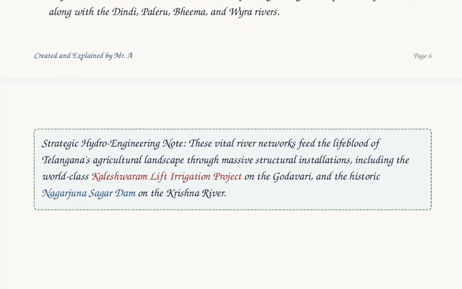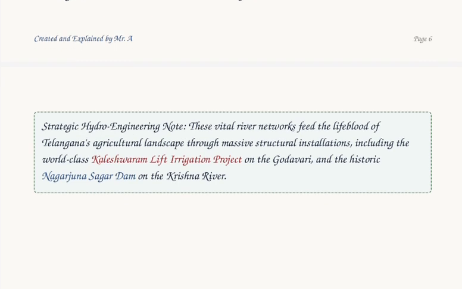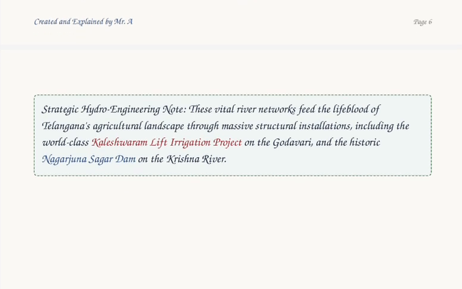Arrays of these vital river networks feed the lifeblood of Telangana's agricultural landscape through massive structural installations, including the world-class Kaleshwaram Lift Irrigation Project on the Godavari and the historic Nagarjuna Sagar Dam on the Krishna River.